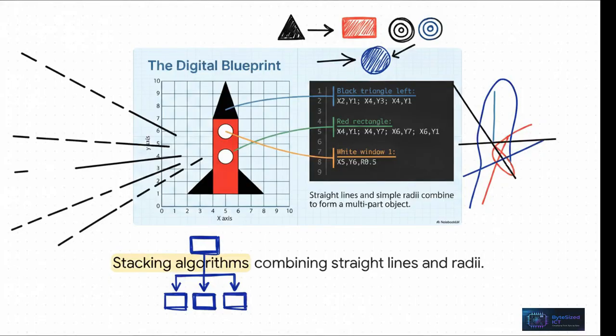When we stack these algorithms together, the sequence is like a choreographed routine. The computer executes it sequentially. It drops the pen for the black triangle, draws the 3 points, lifts the pen, moves over, drops the pen to draw the 4 points of the red rectangle, lifts it, moves again, and drops it precisely at the center points to sweep out those circular windows. It's just straight lines and radii coming together seamlessly.